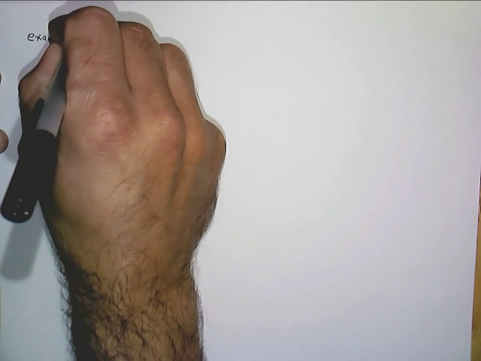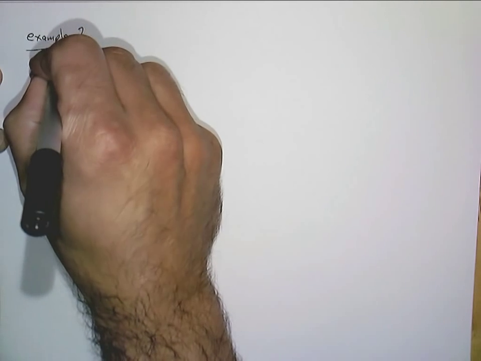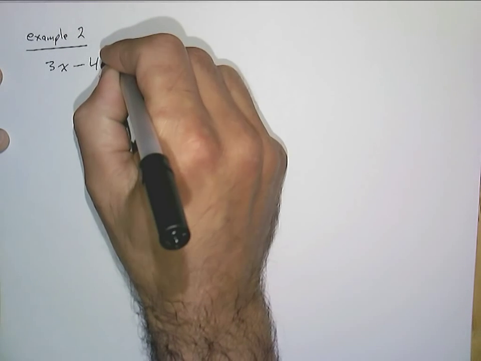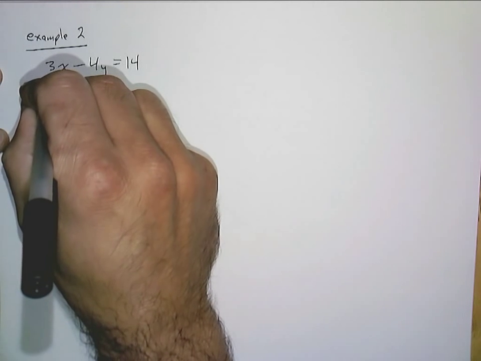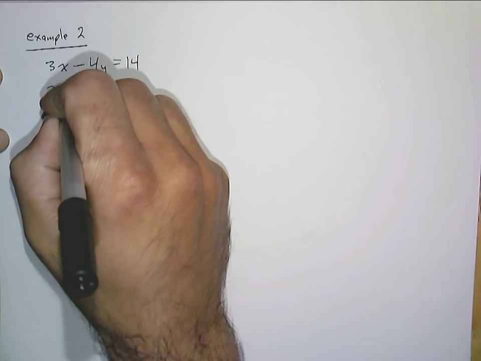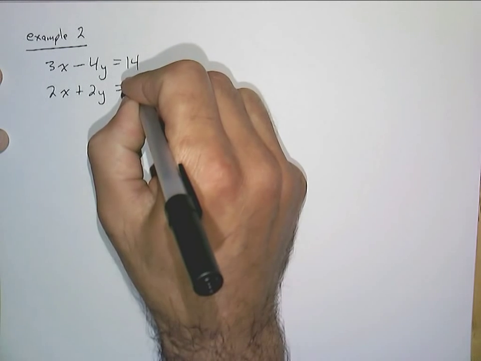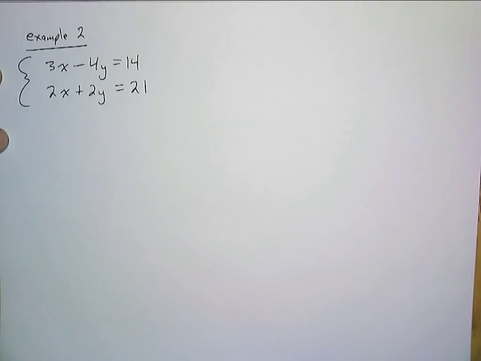This one will be example 2. Let's see here. Let's maybe do 3x minus 4y is equal to 14. Sure. Maybe 2x plus 2y equals, oh, I don't know, maybe 21. Sure. Okay.